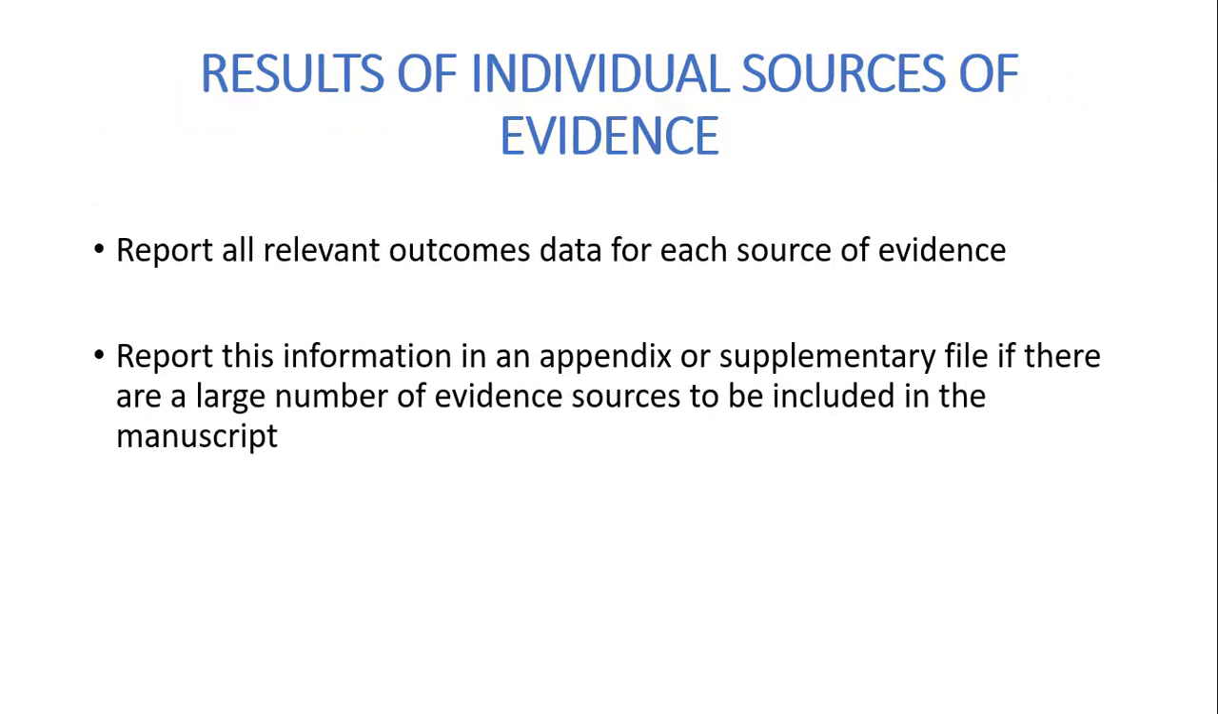Then results of individual sources of evidence: report all relevant outcomes data for each source of evidence. Report this information again as a supplementary file if you have a large number of evidence sources and it is not possible to include them in the main file. You can include it in a supplementary file where you have compiled the results of all the individual sources of evidence. It depends upon the particular topic how many studies you are getting.